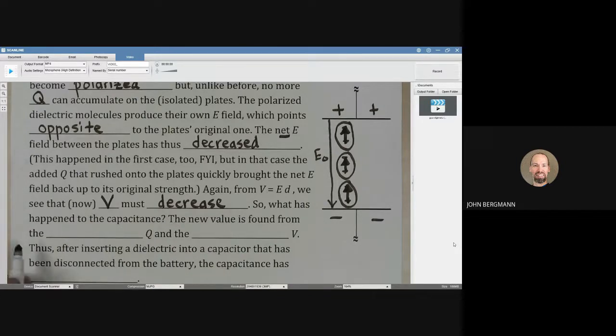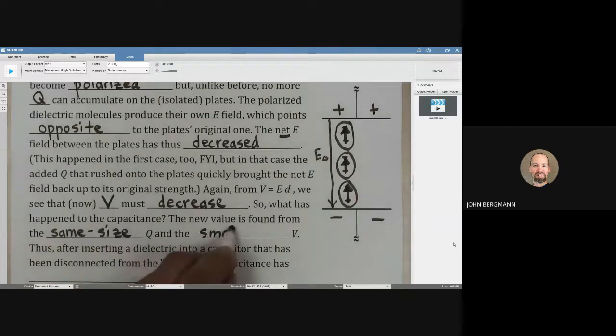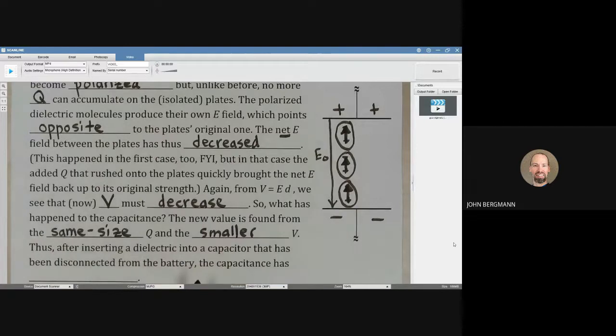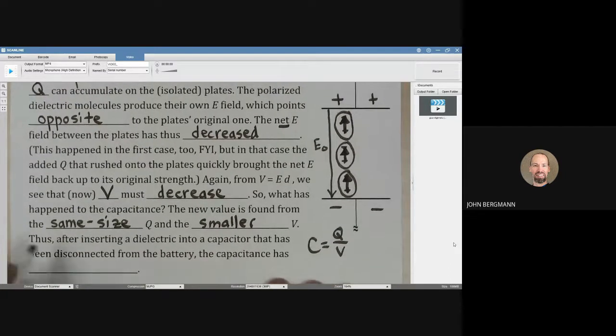So what's happened to the capacitance? The new value is found from the same size Q, right? The charge didn't change, but the voltage is smaller. And what's the equation? Let me scribble it here one more time. Capacitance is Q over V. And if Q is the same size, but V is smaller than before, what happened to the capacitance? It's increased. So no matter which way you cut it, if you add a dielectric into a capacitor, the dielectric is going to increase the capacitance.